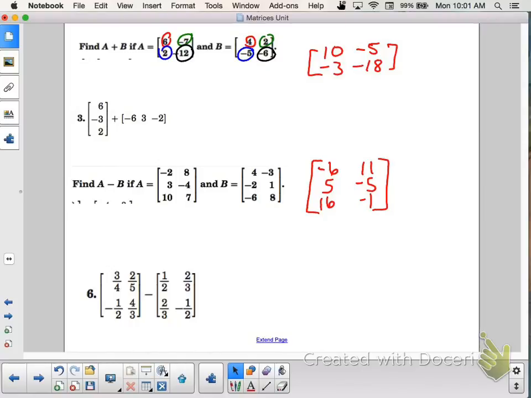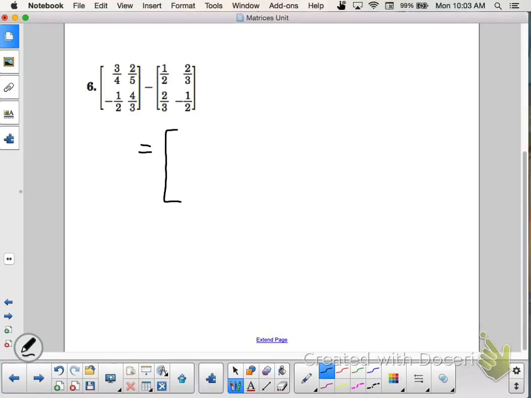Okay, so number 6. I want you guys to do this one on your own. So I'll give you guys some time to work on that. I'll give you about 2-ish minutes. Alright, so I think most of us are finished, and the ones who aren't, I think you're just putting it into your calculator. So that's okay. Thank you for working during that whole time.